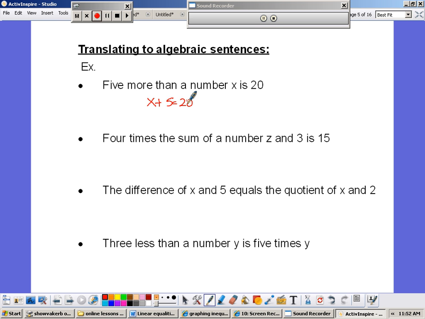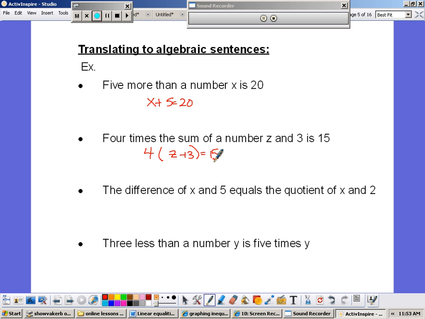4 times the sum of a number z and 3 is 15. Well, here's a hint. Anytime you hear the words sum, which means addition, product, which means multiplication, difference, which means subtraction, or quotient, which means division, you should think parentheses. It means that most likely there's a set of parentheses opening. If the parentheses aren't opening at that point and you put them in, they won't hurt anything. But if you don't put them in, they will. So 4 times the sum, parentheses, of a number z and 3 is 15.